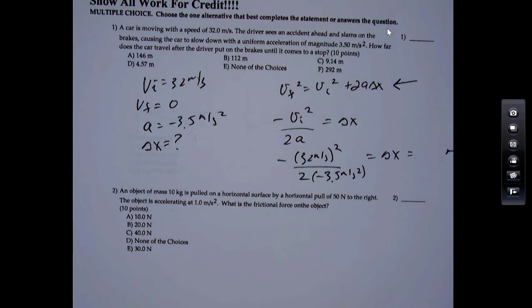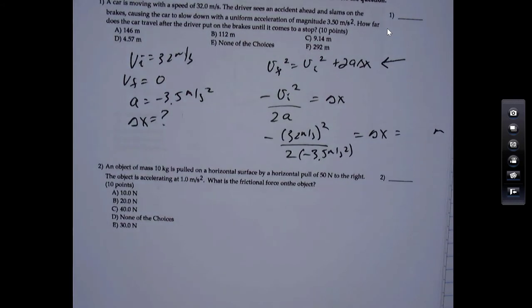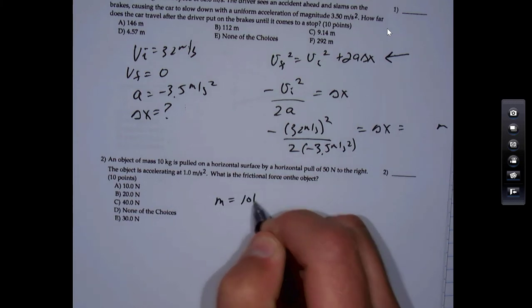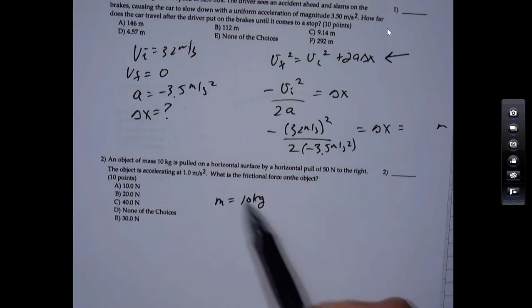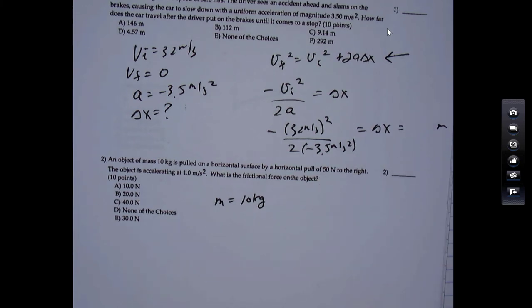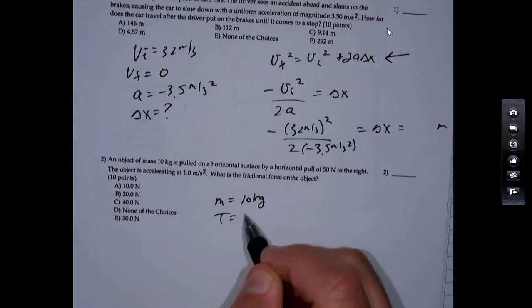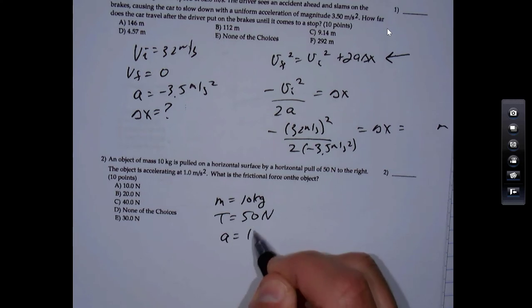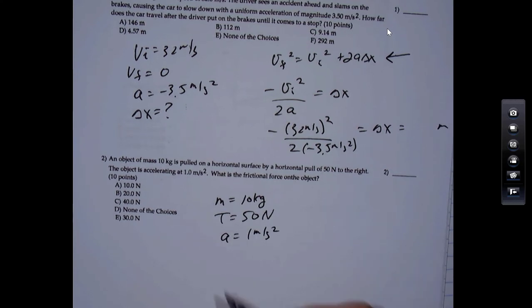Okay, good. Next one, an object of mass 10 kilograms pulled on a horizontal surface by a horizontal force of 50 newtons to the right. Why don't I just call this tension? Again, you can call this stuff whatever you want to. The object is accelerating at 1 meters per second squared. What is the frictional force?